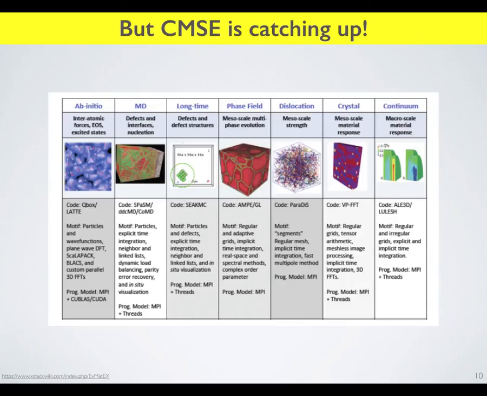If you're interested in slightly larger scale, molecular dynamics might be the approach of choice, and there are some codes listed there. For longer times, you could do accelerated molecular dynamics, then moving up the hierarchy of length and time scales: phase fields, dislocation dynamics, finite element analysis, all the way up to continuum mechanics. In this course, we're going to explore four different codes, which each tackle a different length and time scale.